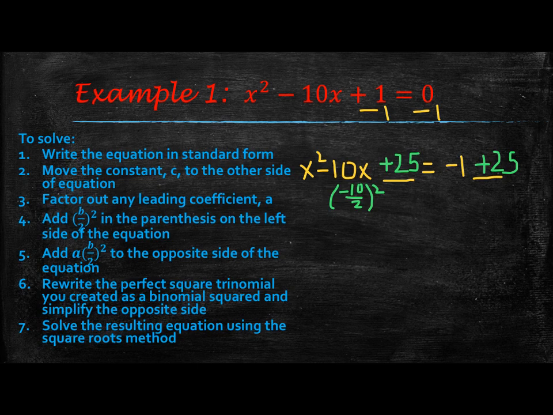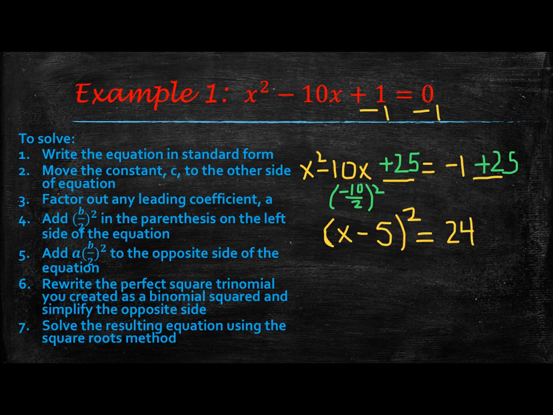Okay, at this point, you will rewrite your perfect square trinomial in factored form, so as a binomial squared. So that's going to be x, and then half of that middle term, so -5, squared. And then let's go ahead and simplify the opposite side. So -1 plus 25 is 24.